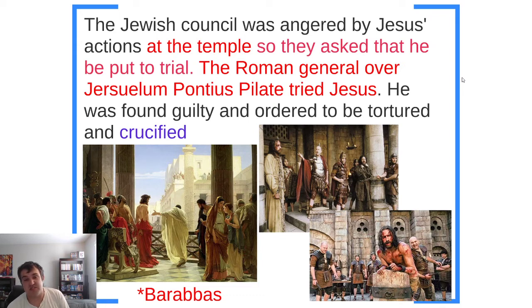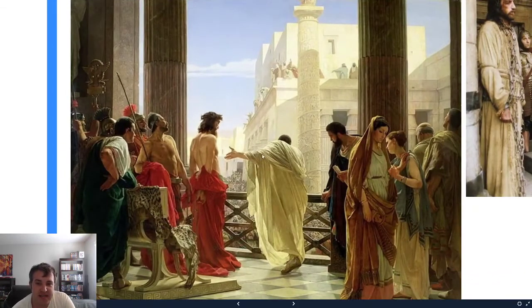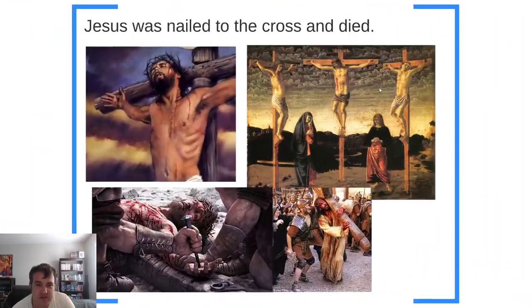So Jesus was found guilty. He was tortured and then crucified and killed. So pretty hard end to an otherwise good dude. All right. So, yep, this is Pontius Pilate asking the crowd who should be set free, and the crowd chooses Barabbas over Jesus.